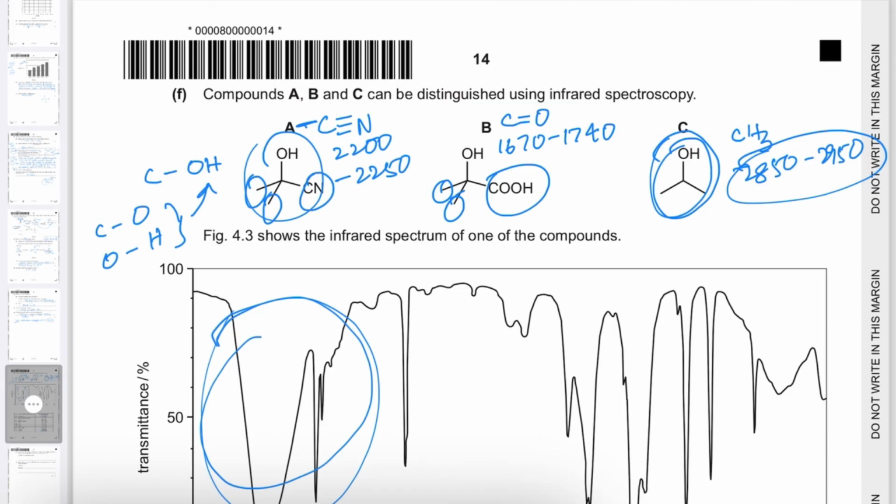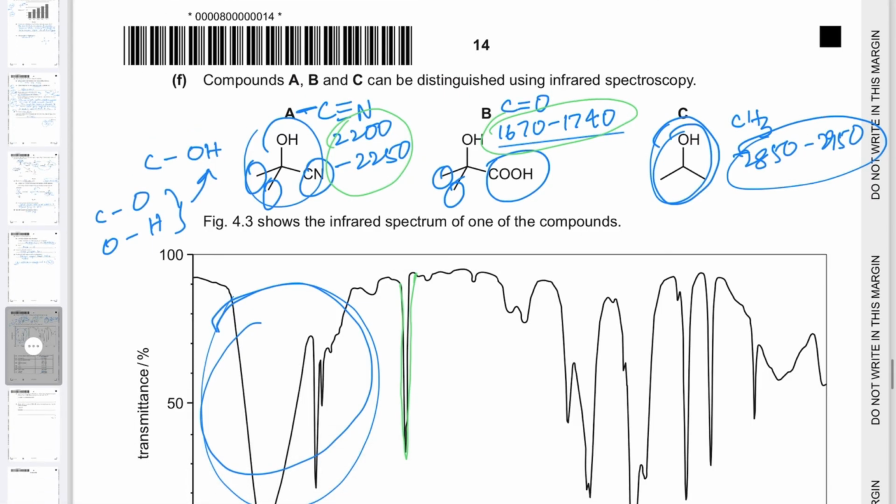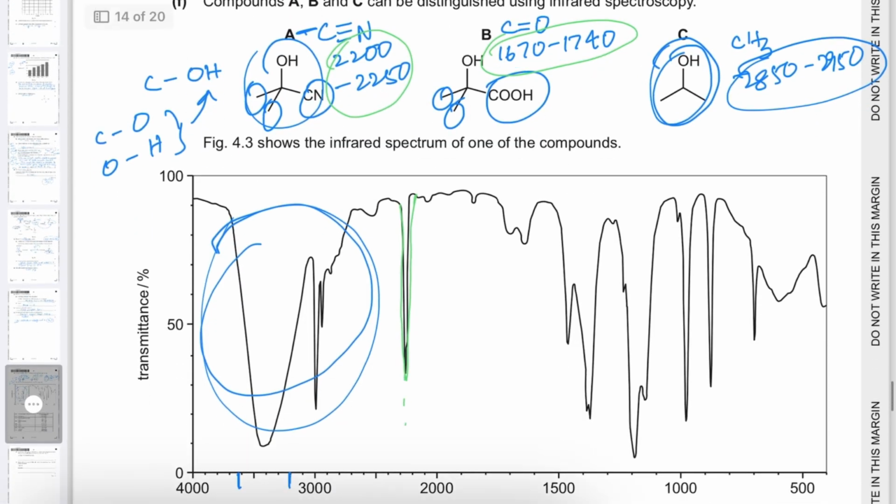Whether we have a peak in this range or this range shown by the spectrum. As you can see, this peak over here is just above 2200. That means this peak corresponds to the triple bond between carbon and nitrogen atoms in the nitrile group. Therefore, this spectrum must be of compound A.